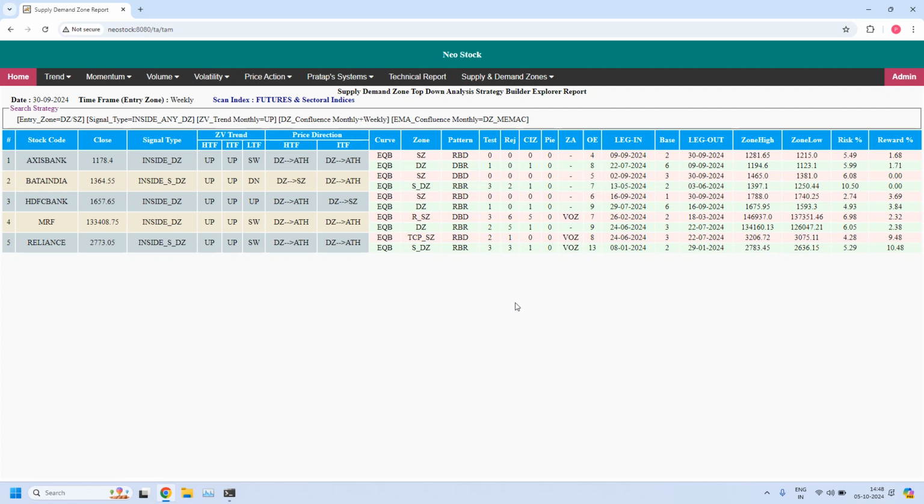Now you can prepare your bullish related trade setups. That way you can plan. The zones you are seeing are weekly, but these zones are part of monthly zones. And also those monthly zones are having monthly EMA confluence. This is the way you can prepare different trade plans. These setups will be helping you.